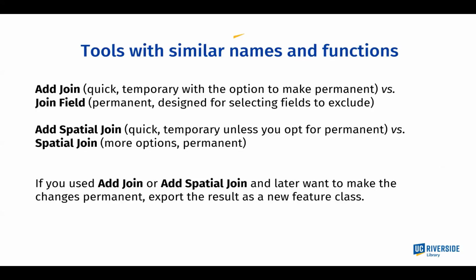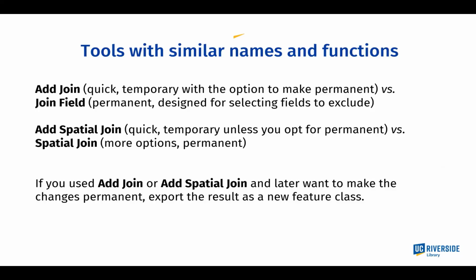There are some tools with similar names and functions. Again, ArcGIS Pro is the example I'm using. What we did was an add join, which is quick and it's temporary, but there's that option to make it permanent. I don't know if you remember, I pointed out that checkbox that allowed you to do that or to uncheck it. And then there's a tool called Join Field, which you access in a different way. It also does table joins. It makes them permanent right off the bat, and it makes it a little easier to select the fields that you want to exclude from the joined result.